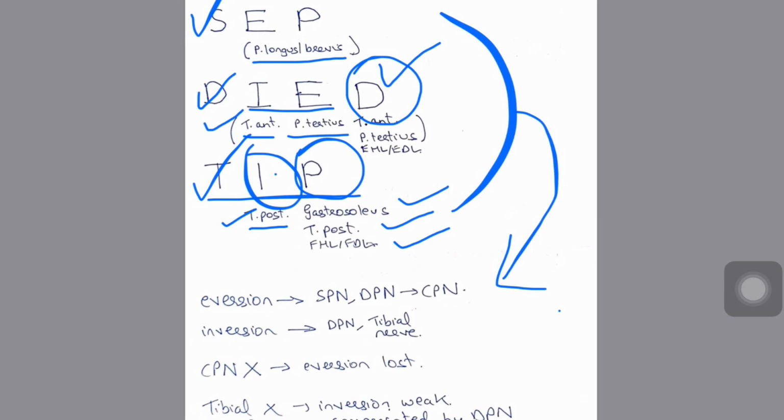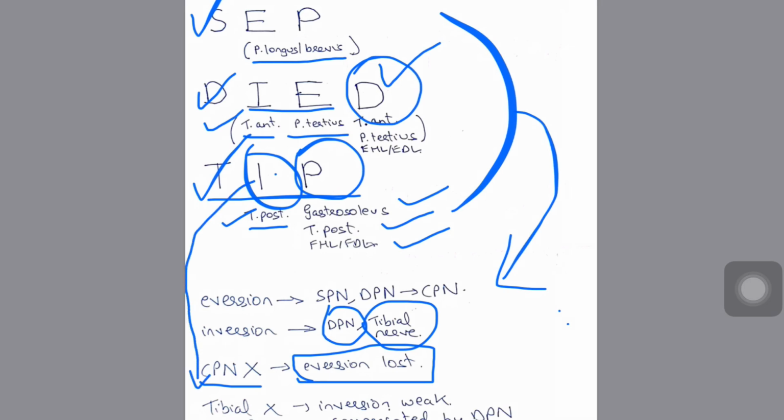So whenever there is a common peroneal nerve lesion, whenever the lesion is proximal to the common peroneal nerve or common peroneal nerve is damaged, eversion is lost completely. And whenever the tibial nerve is damaged, inversion is carried out by deep peroneal nerve and tibial nerve both. So even if the inverting function of tibial nerve is lost, it is compensated by the inversion function of deep peroneal nerve, that is by tibialis anterior.